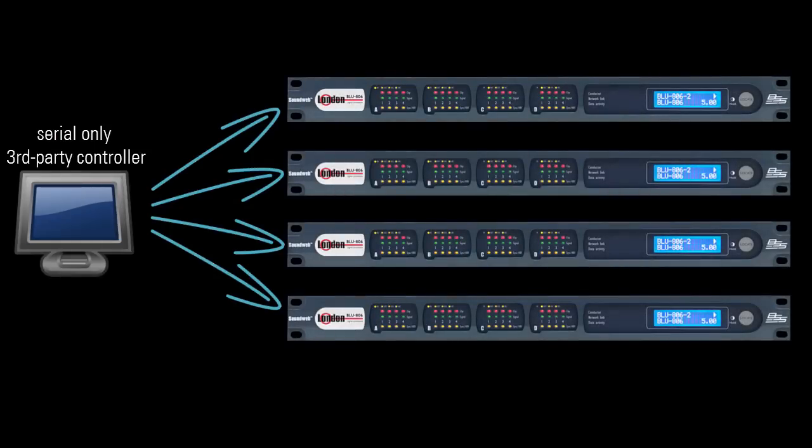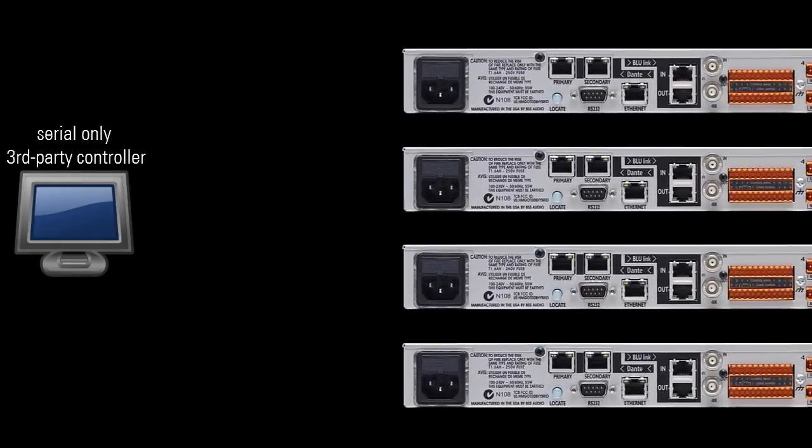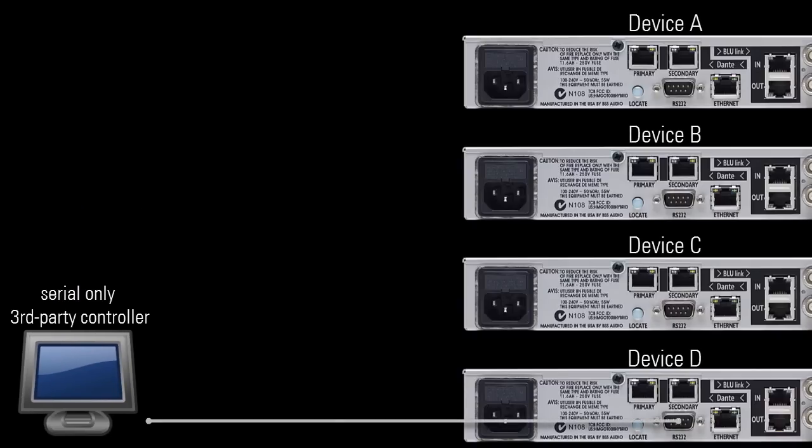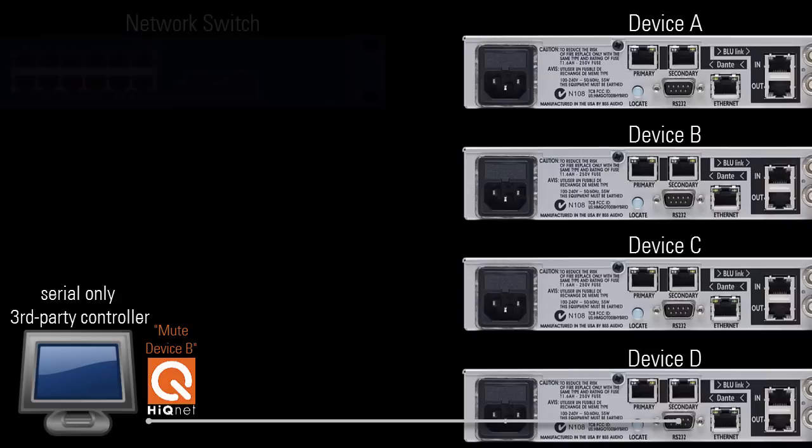Now, let's say you have a third-party controller with just a serial port, and it needs to control multiple Soundweb London devices. No problem. Connect it to any Soundweb London serial port, and commands pertaining to the other Soundweb London devices are automatically packetized and forwarded over the Ethernet network to those devices as needed. No serial hub required.